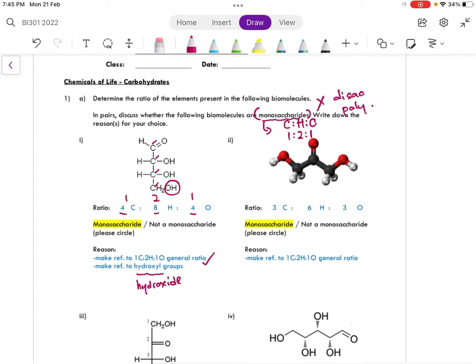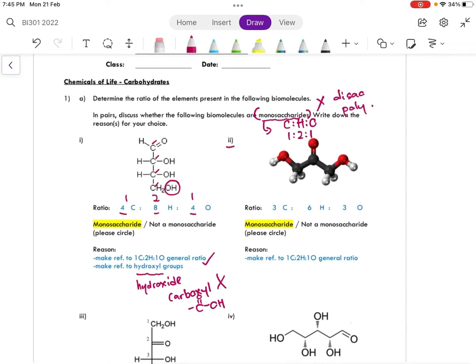Some students say that a monosaccharide or carbohydrate needs to have a carboxyl group. This is not correct. A carboxyl group is an acid group. You find this in amino acids, you find this in fatty acids, but not in sugars. So there's no carboxyl group.